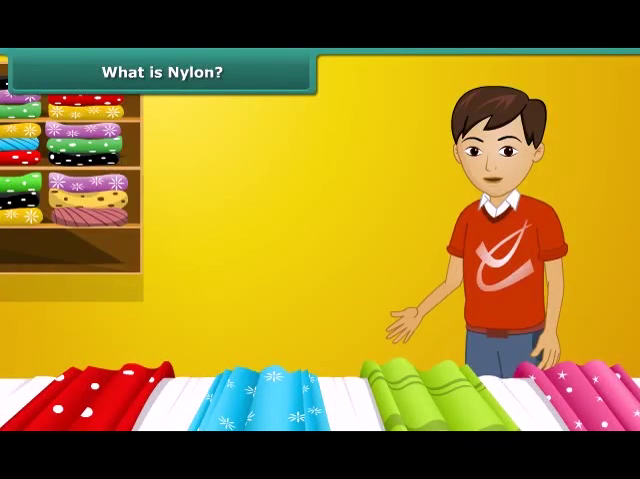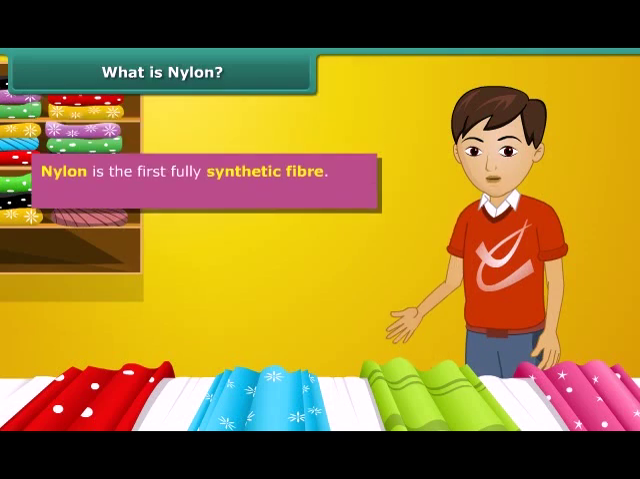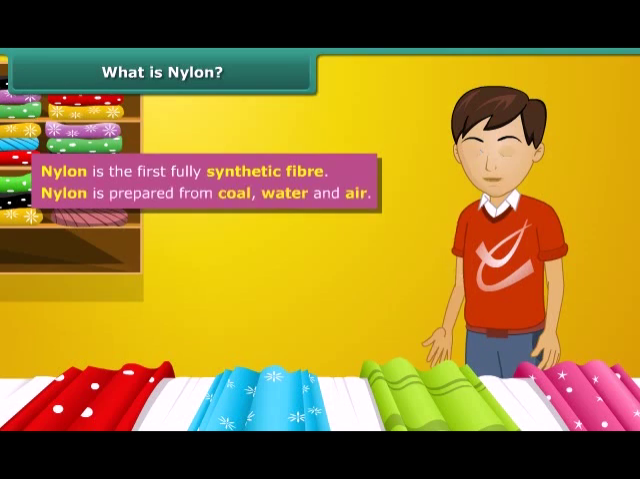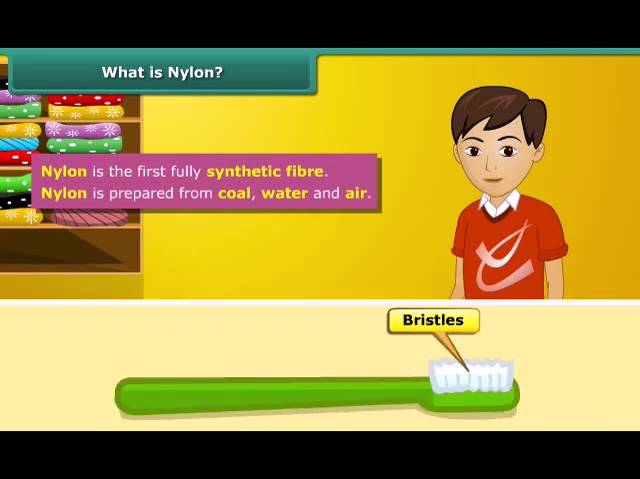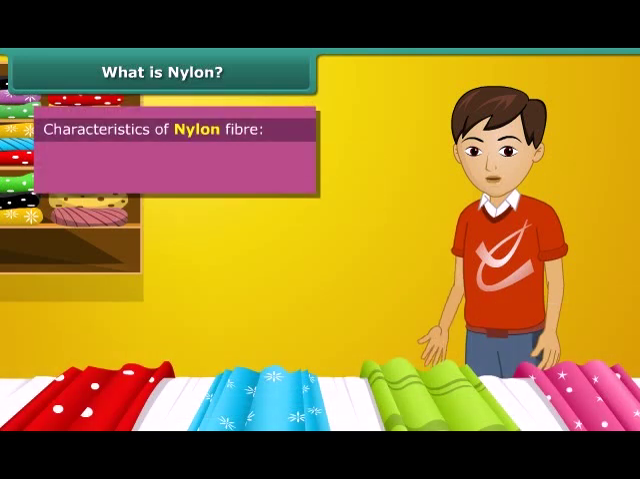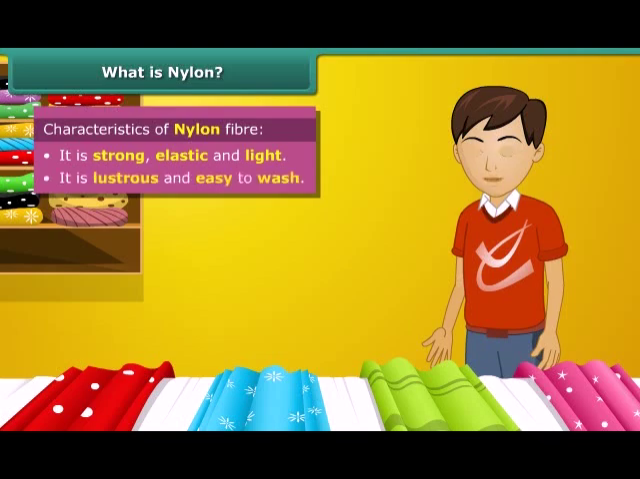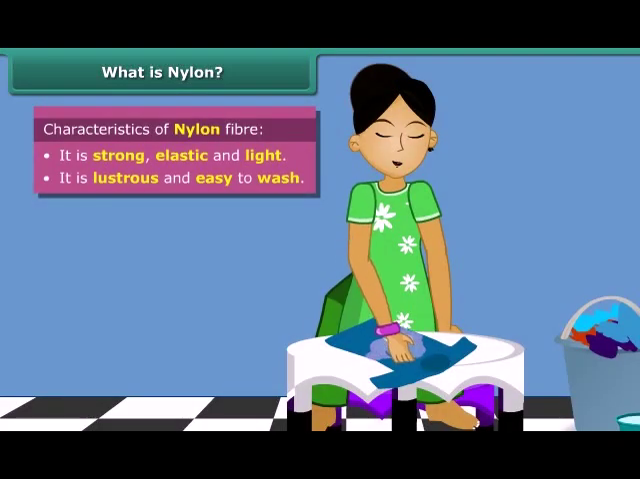Do you know what the first fully synthetic fiber is? Oh yes, it is nylon. The very first nylon product was a toothbrush with bristles. Can you think why nylon is so popular for making clothes? Well, nylon fiber is strong, elastic, light, lustrous, and easy to wash.